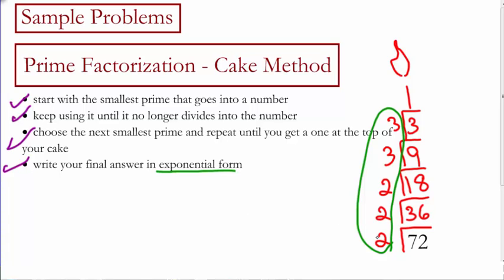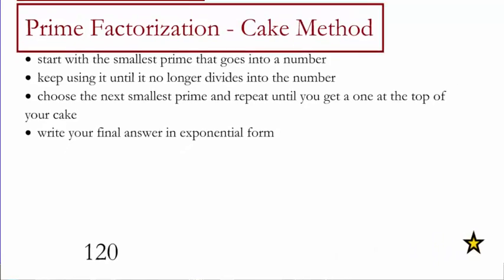I want to express this in exponential form. So if I multiply 2 times 2 times 2 times 3 times 3, I would get 72. Well, 2 times 2 times 2, that's equal to 2 to the third power, times 3 times 3, that's 3 squared.